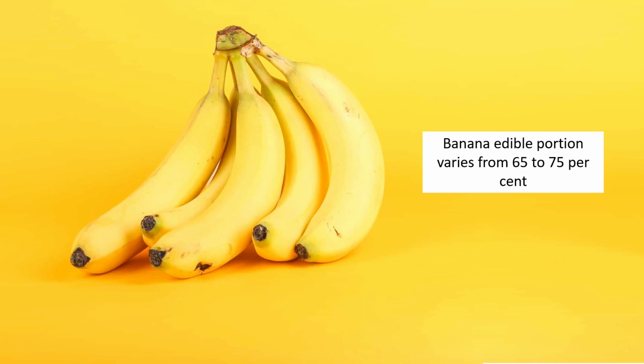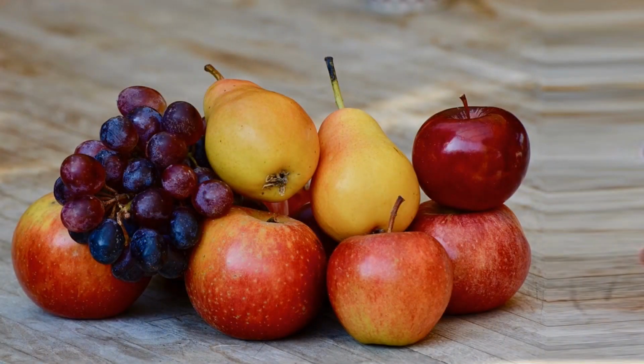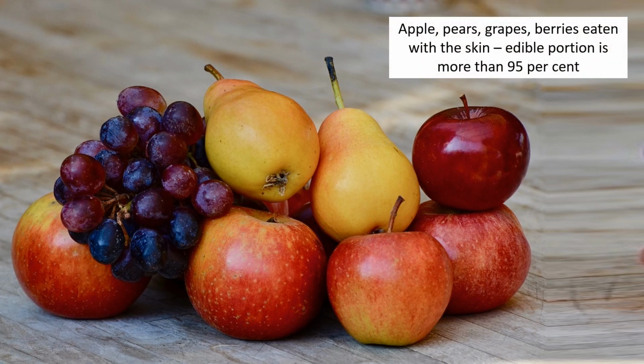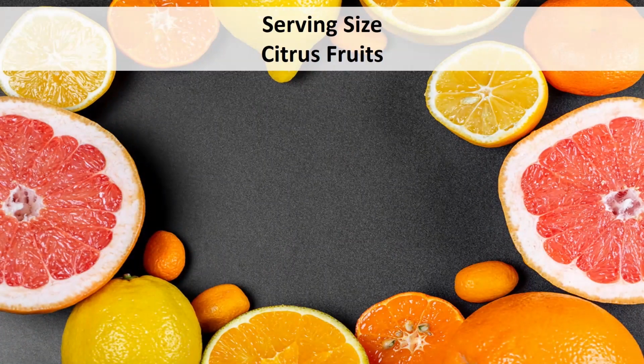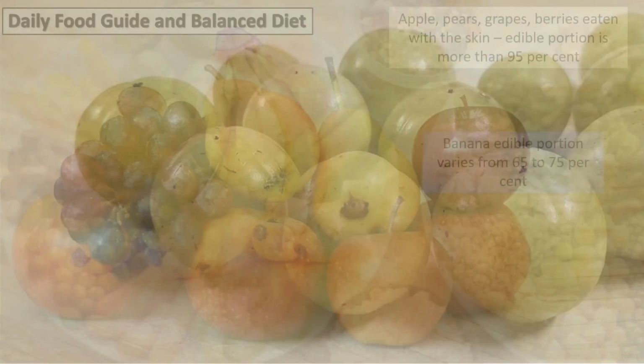So understanding this aspect will help us in using the food groups in planning balanced diets. Apple, grapes, these have 95% edible portion. Likewise, you have the citrus fruits. Some, like amla, are rich sources, whereas you have other rich sources also like guava, cabbage, drumsticks, both leaves and pods. They are all excellent sources of vitamin C. Orange, lemon, lime.